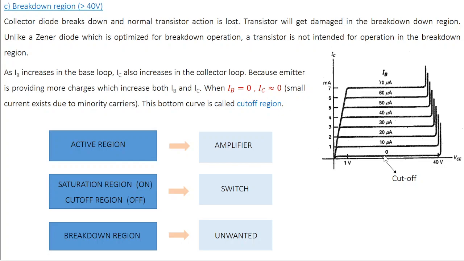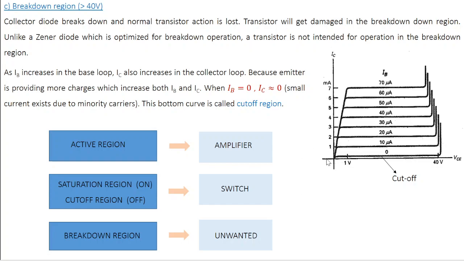So this bottom curve is known as the cutoff region. This is the fourth important region in the output characteristic. When the base current is 0, the collector current is also 0. That's the cutoff region. So basically you have 4 important regions, right?